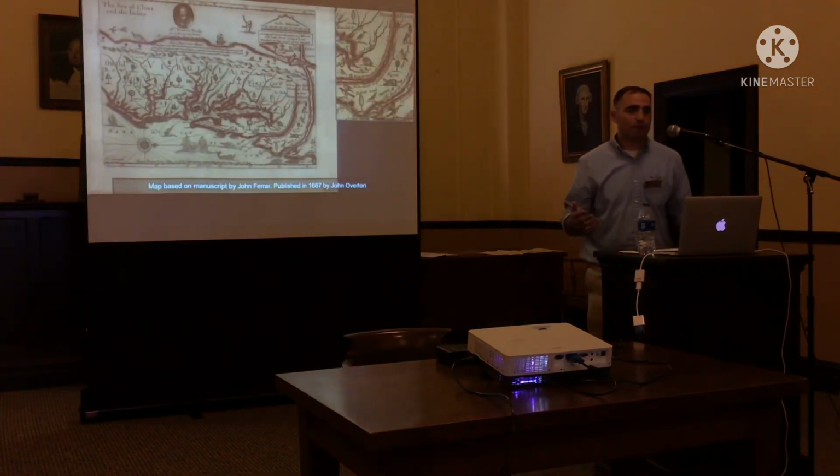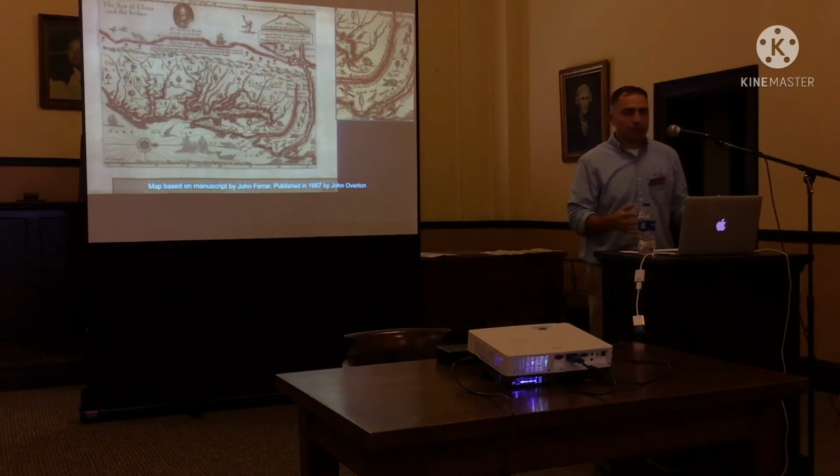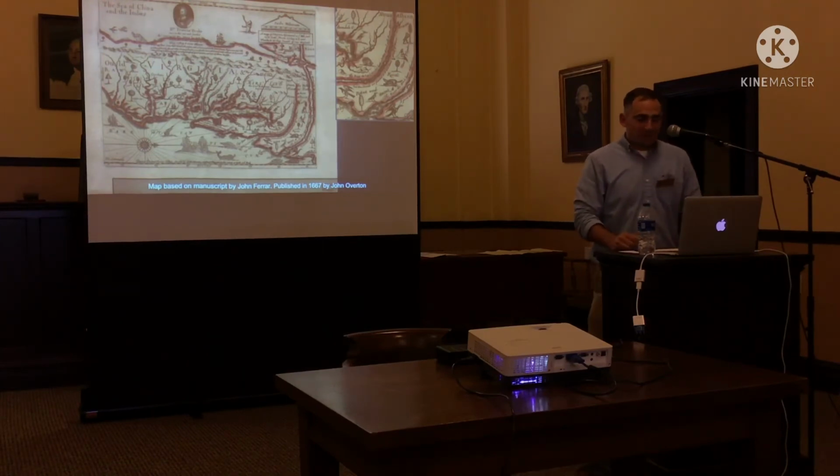So one of my favorite maps that uses the information from John Smith's map is this map. It's based off a manuscript by John Ferrar, and it was published in 1667 by John Overton. What's really interesting about this map is it has the Pacific Ocean. In the text, it says a 10 days march. So you can get to the Pacific Ocean from one coast to the other, a 10 days march. Wow, that would be really short.